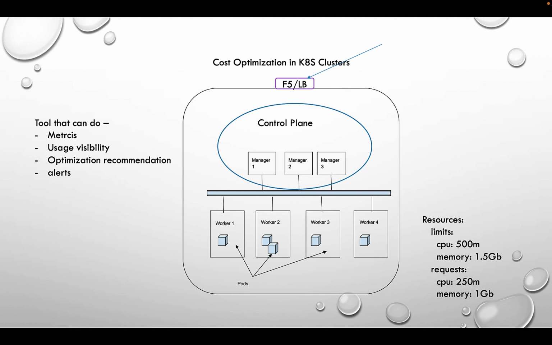When the orchestrator is looking for a node to deploy the pod, it checks for the request. That means the container requires 250m, which is millicores of virtual CPU, like a quarter of a CPU, and it requires 1 GB memory. And then it looks at the limit. The limit is always greater than the request, which means the max resource it will use is, for example, half a CPU and 1.5 GB.